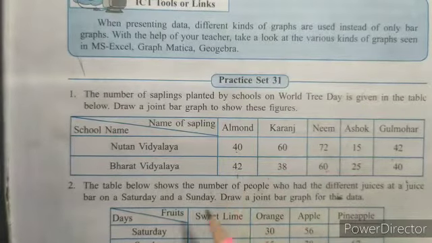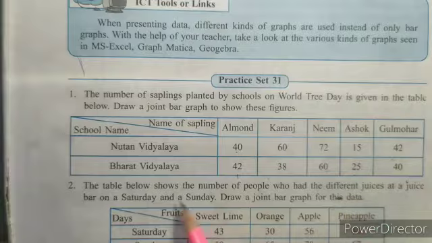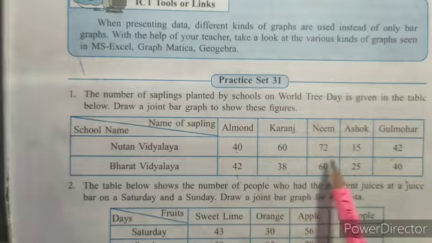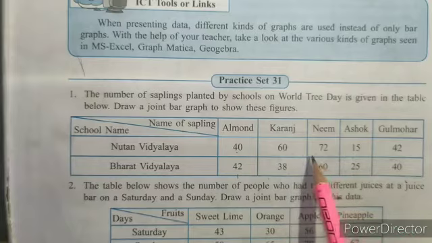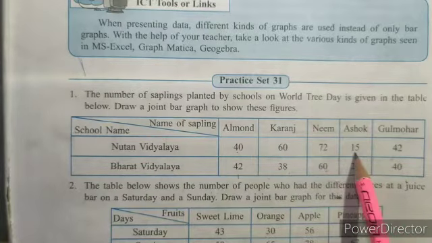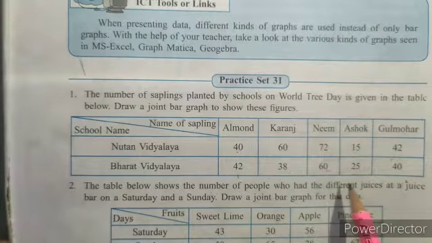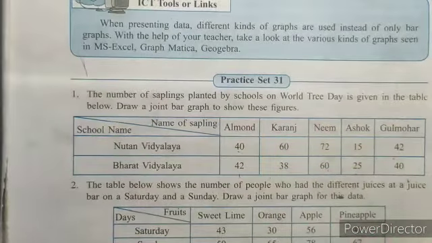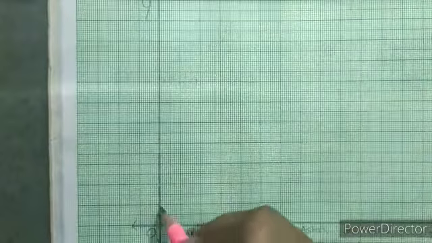The next step is choosing a scale for the y-axis. For this we have to see the range of the given data, that means the biggest number and the smallest number. The biggest number is 72 and the smallest is 15. So we will take the scale 1 unit equals 10 saplings. Mark the numbers on the y-axis. 1 centimeter equals 10.